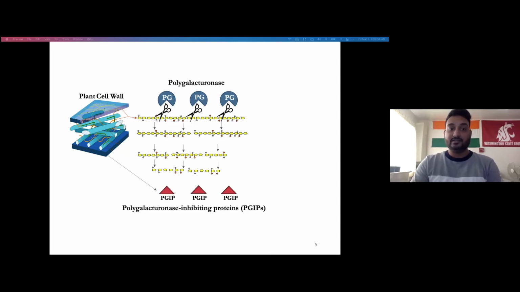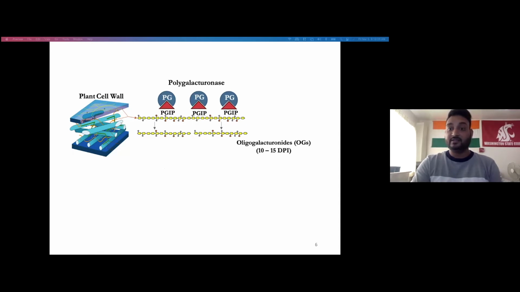To counteract this, plants produce inhibiting proteins called polygalacturonase inhibiting proteins. In short, we can refer to them as PGIP. These PGIPs interact with the PG, and then they inhibit the pectin depolymerizing capacity of PG. They also favor the accumulation of these long OGs, or oligogalacturonides, because these OGs function as DAMPs, and then they can elicit many defense-related pathways.